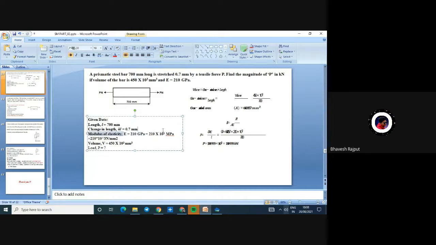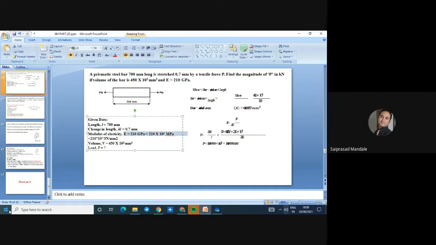First of all, we have Young's modulus. From the Young's modulus formula, we will get stress. That stress we will apply in the stress formula, so we will get P. So E is equal to stress upon strain, so stress is E into strain. Do we have E? E is 210, given to us, and we have delta L and we have L. So accordingly, we have the stress. Perfectly correct.